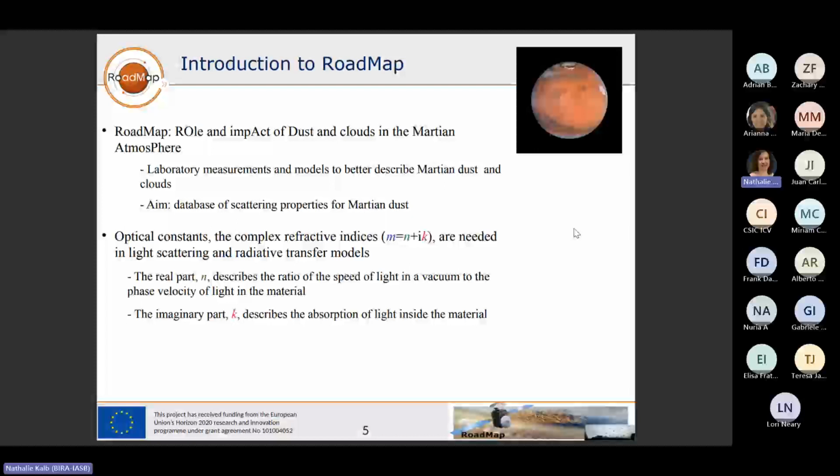Now, what are the refractive indices, the optical constants? It can be divided into the real part, n, which describes the ratio of the speed of light in a vacuum to the phase velocity of light in the material, and the imaginary part, k, which describes absorption of light inside the material.